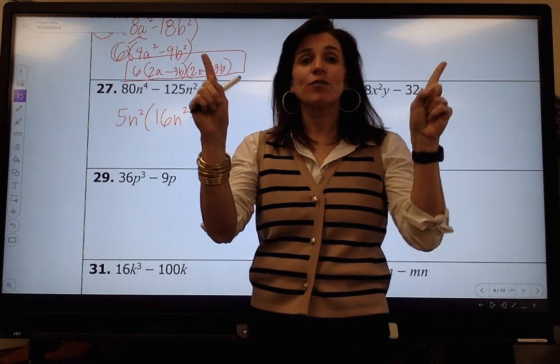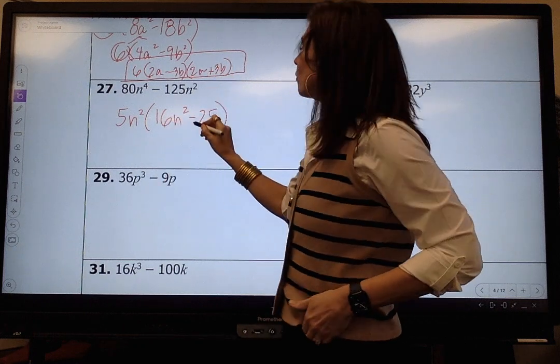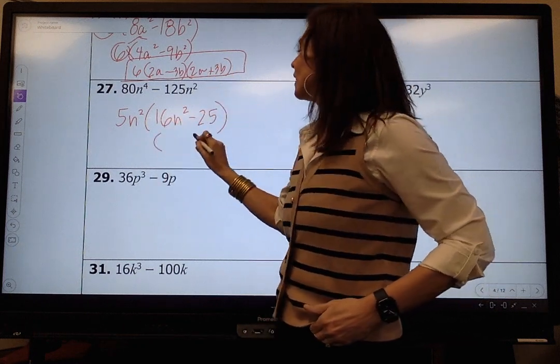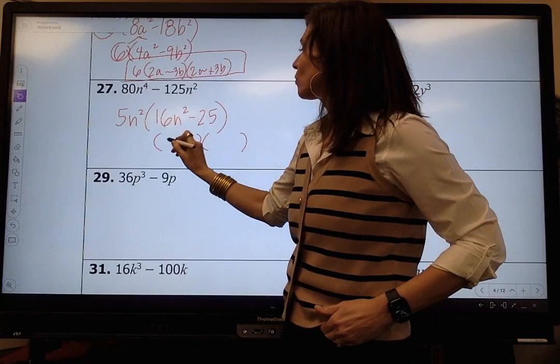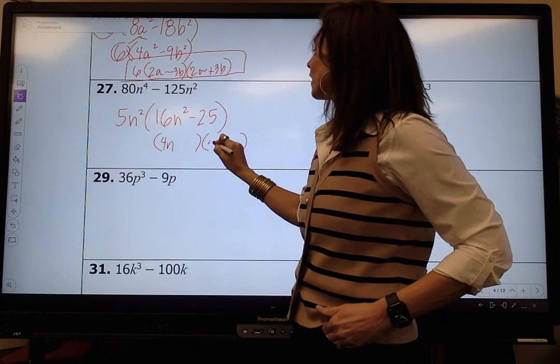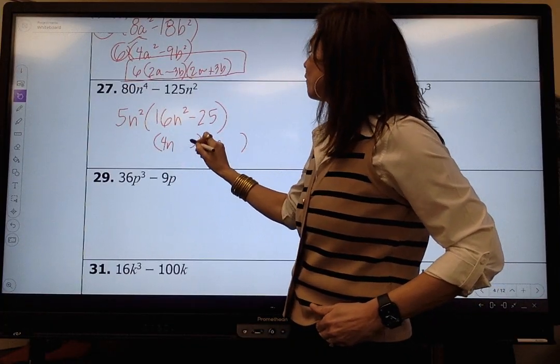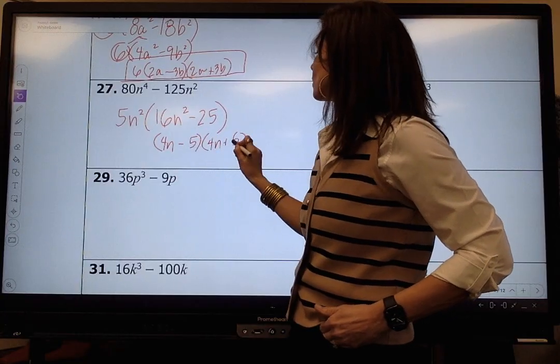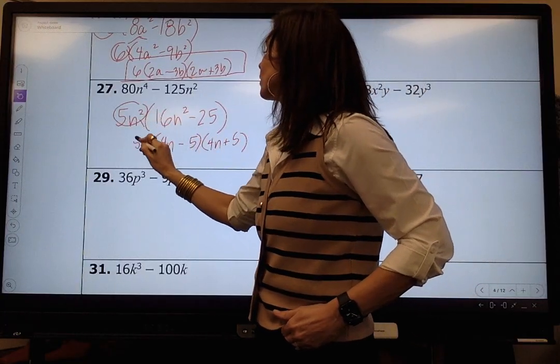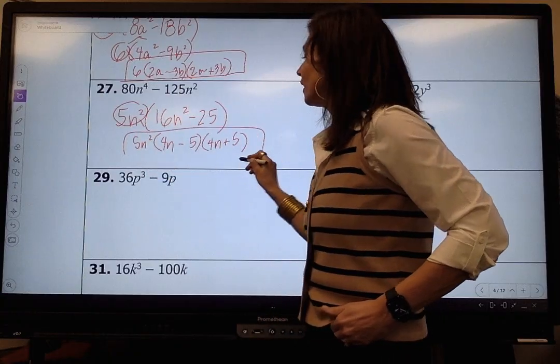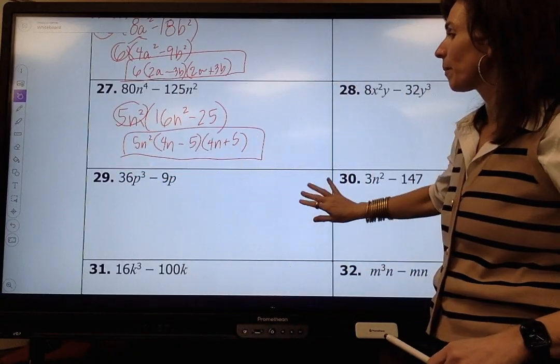But is it a difference of squares? I can take the square root. I can take the square root, and that's negative. So the square root of 16n squared is 4n. That goes in the first term. And 5 and 5. One's negative, one's positive. Do not forget to bring down your GCF. And that's my final answer.